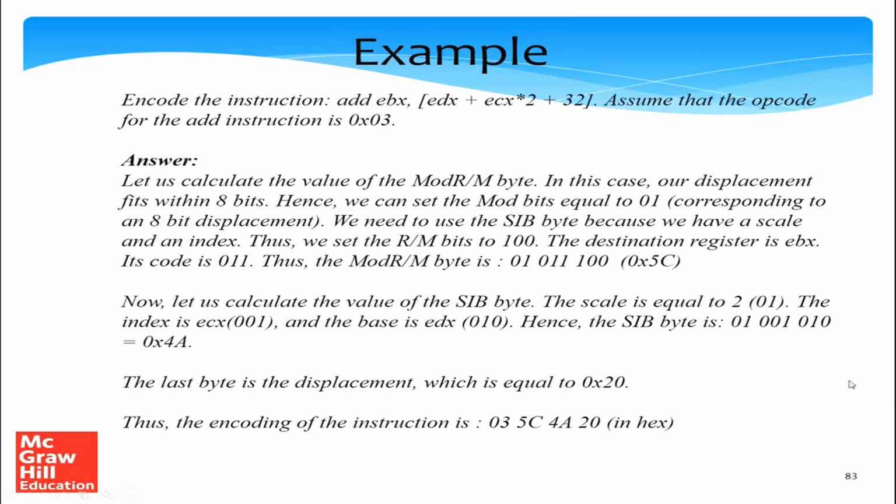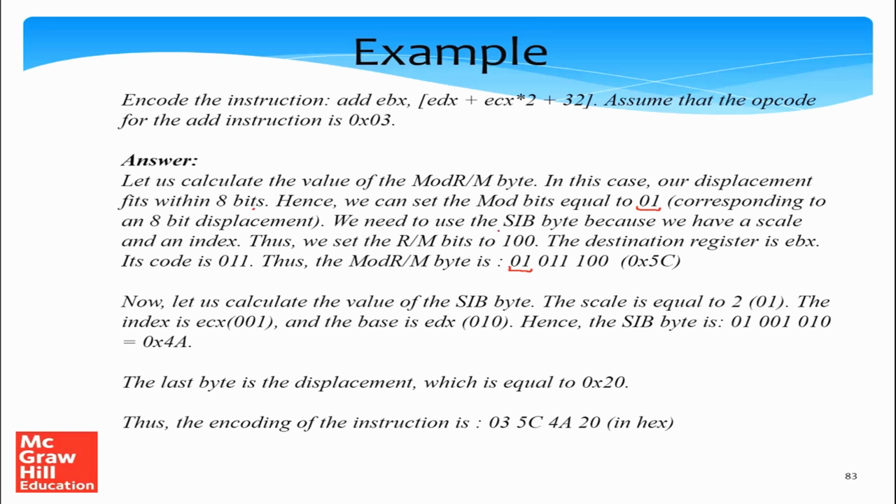Now let's consider an example. Let us encode the instruction add EBX, EDX plus 2 times ECX plus 32. Let us assume that the opcode for the add instruction is 0x03. Now that we know the opcode, let us calculate the value of the mod r by m byte. In this case, our displacement fits within 8 bits. Hence, we can set the mod bits equal to 0, 1, corresponding to an 8-bit displacement. So the first two bits are 0 and 1.